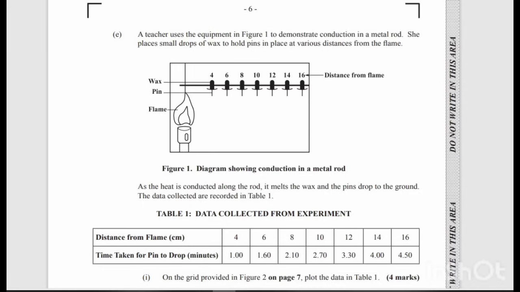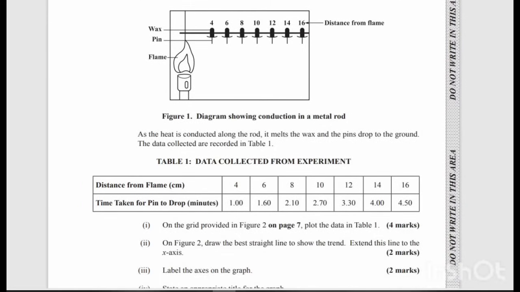So the question asks, as the heat is conducted along the rod, it melts the wax and the pins drop to the ground. The data collected are recorded in table 1. So let's have a look at this table. We have the distance from the flame and the time taken for the pin to drop in minutes.